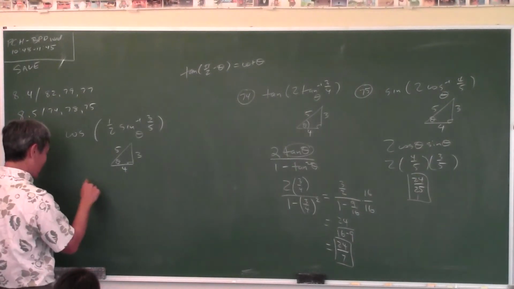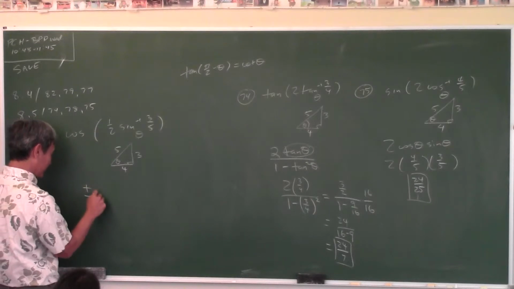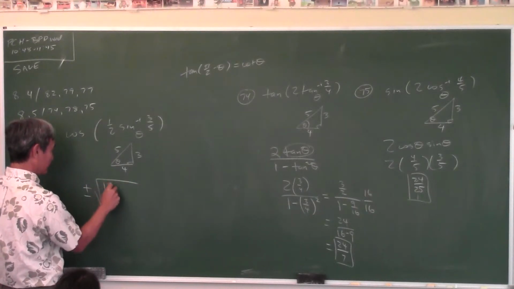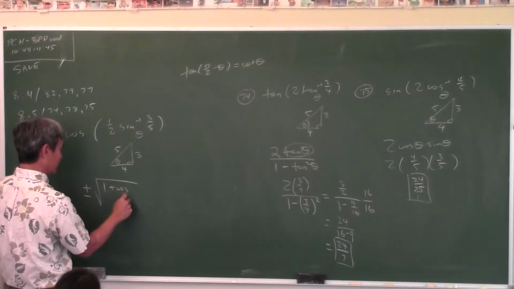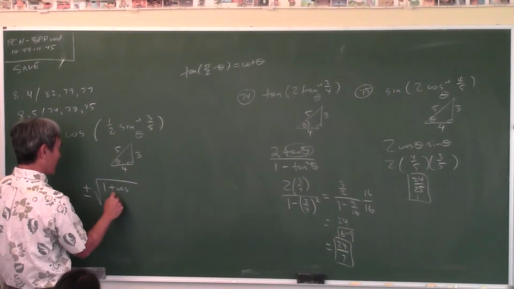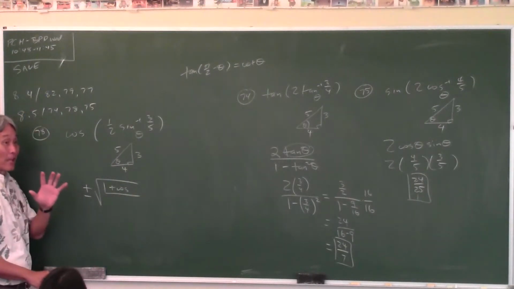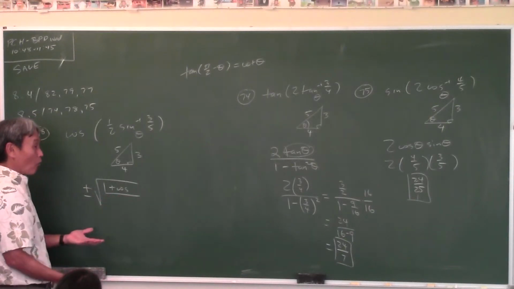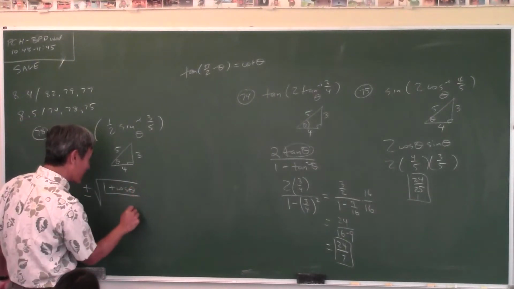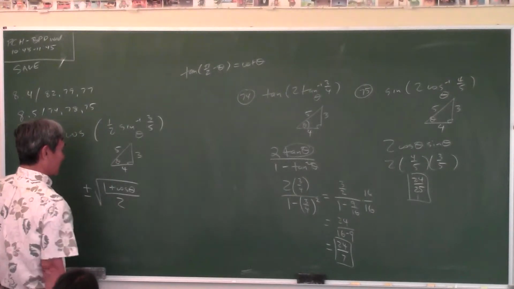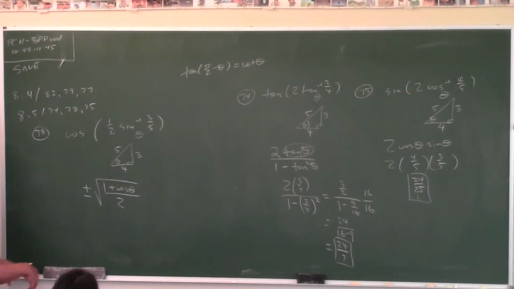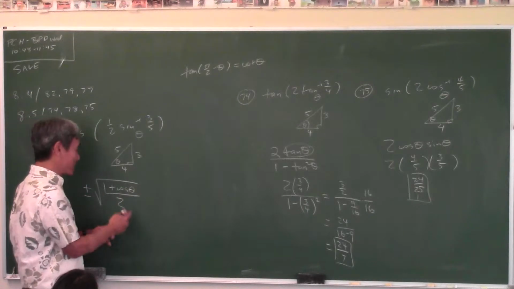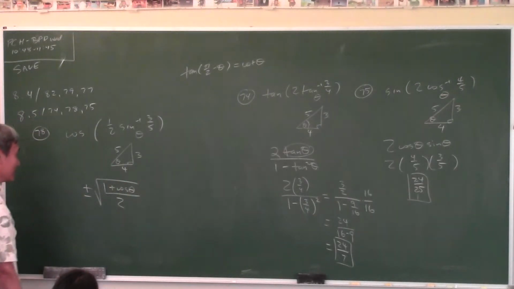So, okay, you had all the time, go. Plus or minus the square root of 1 plus cosine over 2. Okay, this is another point I need to bring up. Some of you are just writing cos. What the heck is that? You have to have an angle. I haven't been taking off points, but you cannot have sine, cosine, or tangent without an angle.